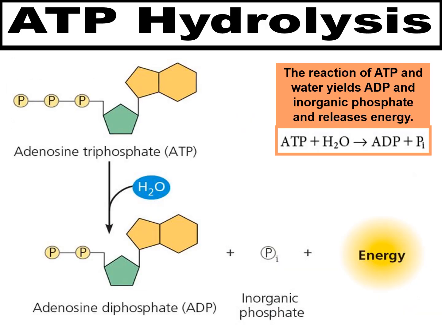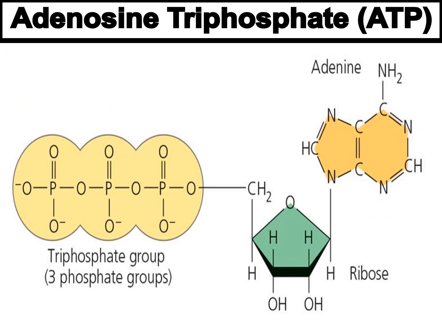ATP hydrolysis, or ATP breakdown, will be discussed in later slides. For now, understand that the conversion of ATP to ADP, with the subsequent release in usable energy, is necessary to power energy-requiring reactions. The chemical structure of adenosine triphosphate is shown here.